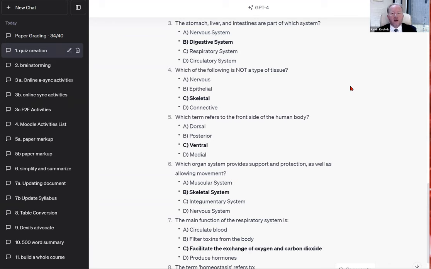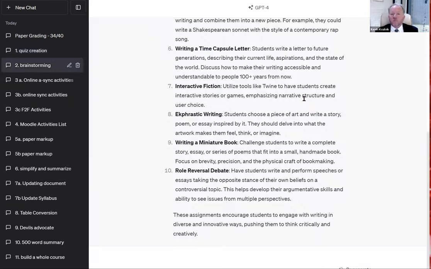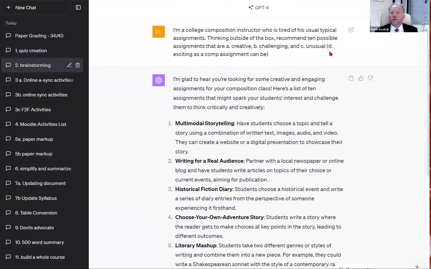So anytime you've had it generate something, especially if it's an efficiency, I will encourage you to go back and read everything. And if you have two documents, compare the two documents if you're having it do some writing. However, here's something else you could do. And I'm picking on somebody who's attending today. I'm a college composition instructor who's tired of his usual typical assignments. Thinking outside of the box, recommend 10 possible assignments that are creative, challenging, and unusual. Exciting as a comp assignment can be.